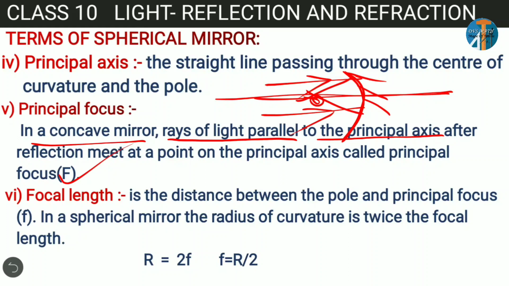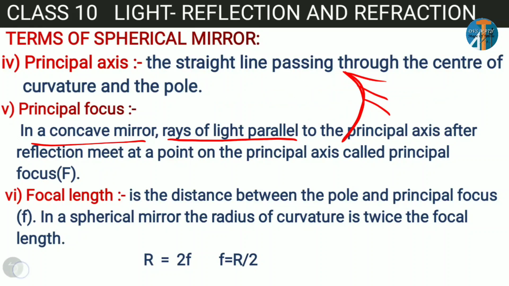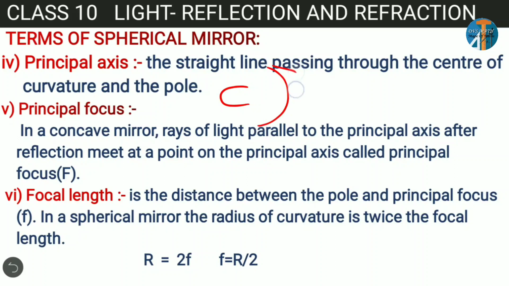Next is focal length. Focal length is the distance between the pole and the principal focus. Remember, there is a difference between radius of curvature and focal length. Don't confuse them. Radius of curvature means the distance between the center of curvature and the pole of the mirror.